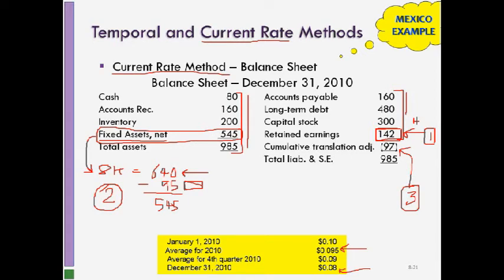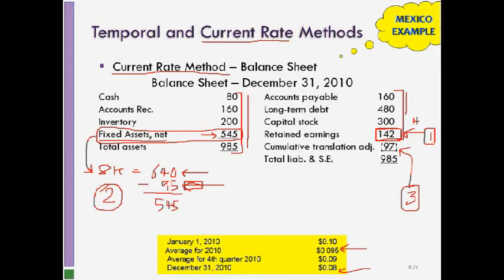Step 2, we are not applying the final current rate to the depreciation. Why? Because the depreciation occurred during the period. So therefore, we're using the average for the depreciation here. All right, we're using the average. And that's why we get 545. That makes it a little tricky one here. That's the only tricky part here in the balance sheet. And then 3 is our adjusting entry. 1, 2, and 3. There you have the current rate method. You're done for that.